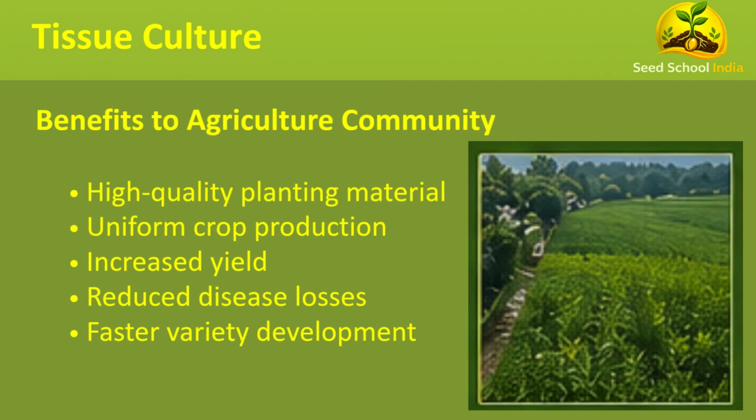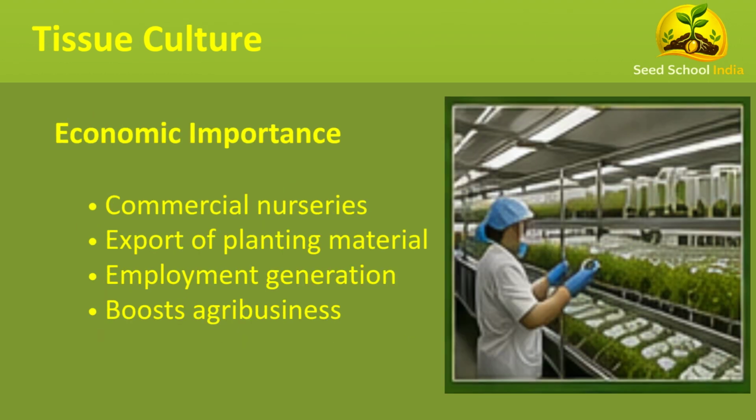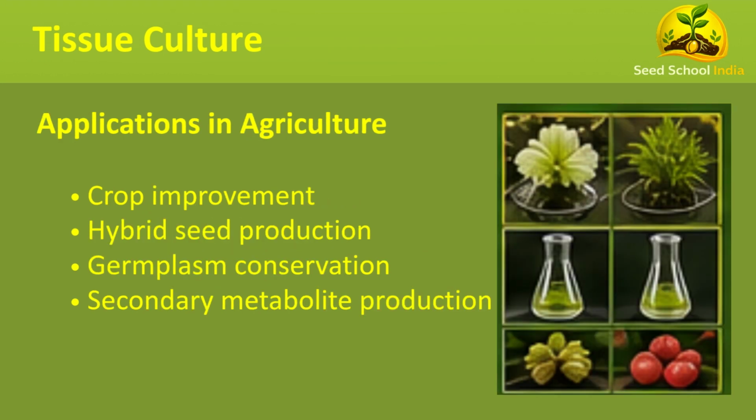For farmers, tissue culture provides uniform crops, higher yield, better quality plants, reduced disease losses, and faster variety development. Tissue culture contributes to commercial plant production, export of planting material, job creation, and growth of agribusiness. It is used in crop improvement, germplasm conservation, hybrid seed production, and secondary metabolite production.